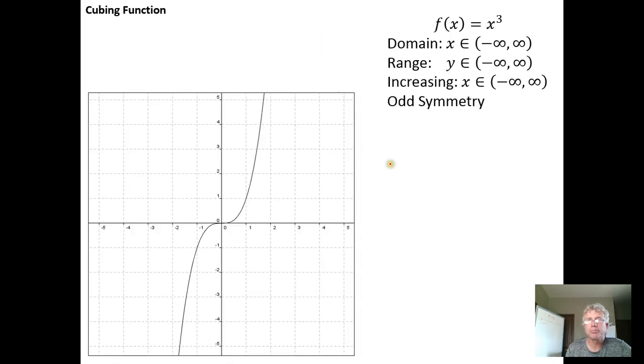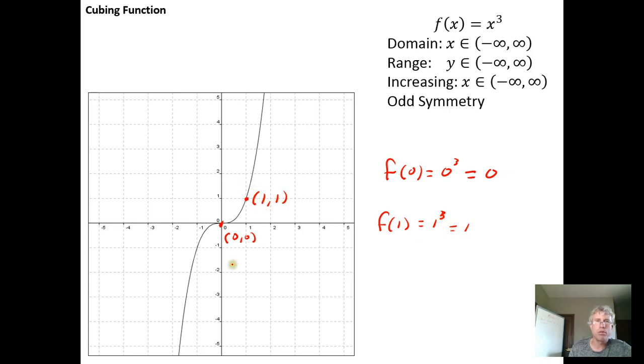Cubing function passes through the origin, has the point 0, 0, and we could calculate that. We could plug 0 into the cubing function. 0 times 0 times 0 equals a big fat 0. And then cubing a 1 is going to be a nice thing to do. F of 1 is 1 cubed, which is just 1, so we get the point 1, 1. And f of -1, these are going to be the 3 points we probably will use most of the time. -1 cubed is going to be -1.